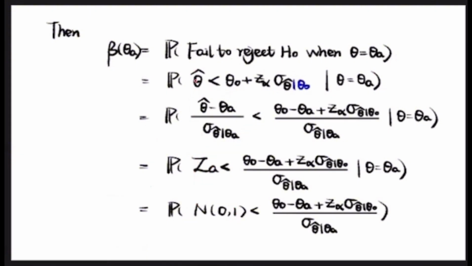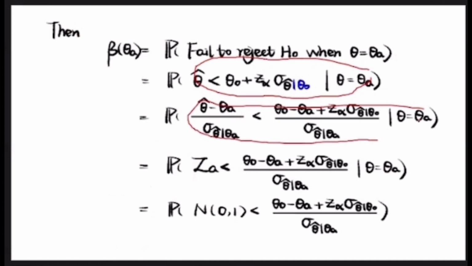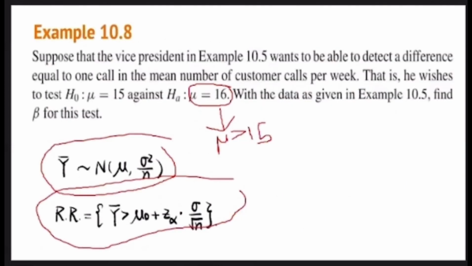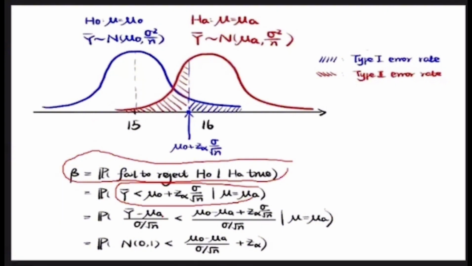moving from here to here. What did we do? We subtracted the alternative from both sides of the inequality. We divided by the standard deviation. That is exactly what we want to do here. Take a look at that. That's what we're doing here. We're subtracting mu A from both sides and dividing by the standard deviation of the estimator.